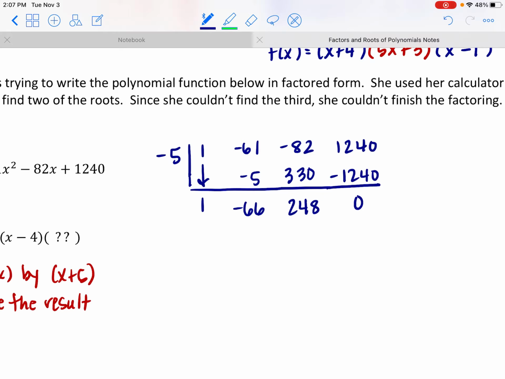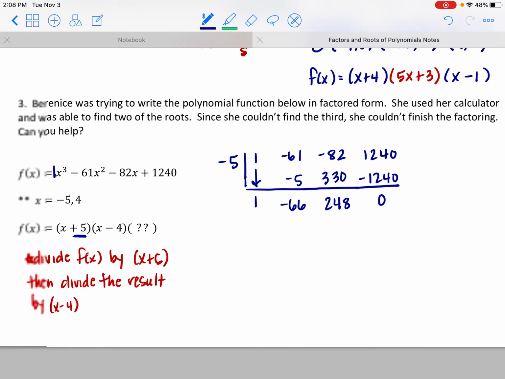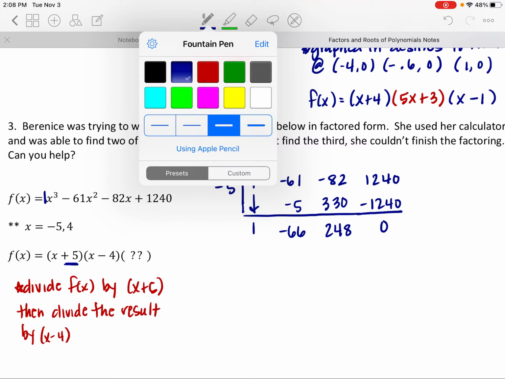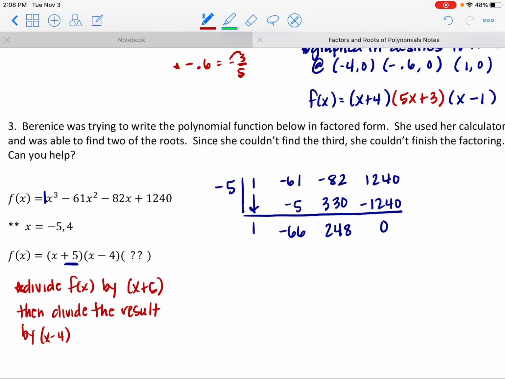So I divided by the first factor. Now I'm going to take this result and divide by the next factor, this x minus 4. So I'm going to divide by a positive 4 outside of this box. And again, I should get a remainder of 0. So I'm going to bring the 1 down. And 4 times 1 is 4. I'm going to add here, which is going to give me a negative 62. And then I'm going to multiply. I'm going to get a negative 248. And then that's going to 0 out.